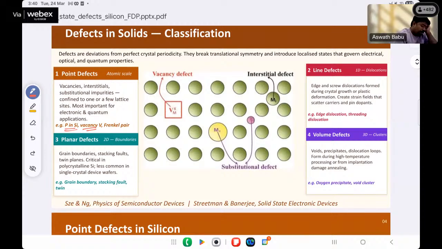Another one is planar defects. What is done here is that grain boundaries are created. You can create stacking faults, where the way you are stacking is not proper.